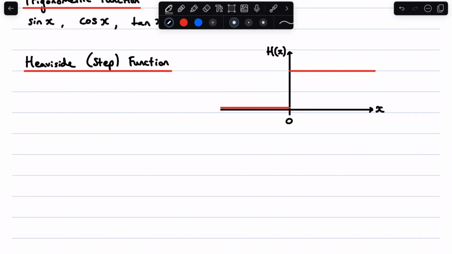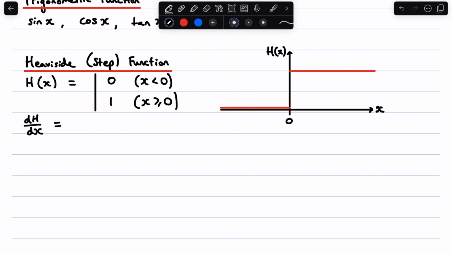Next, let's look at the Heaviside or step function. We write this as h of x is equal to, and then for the graph on the right, it's going to be 0 for x less than 0, and 1 for x greater than or equal to 0. This function is discontinuous at x equals 0, and this means that when we differentiate, dh by dx, we'll get 0 everywhere except for x equals 0.